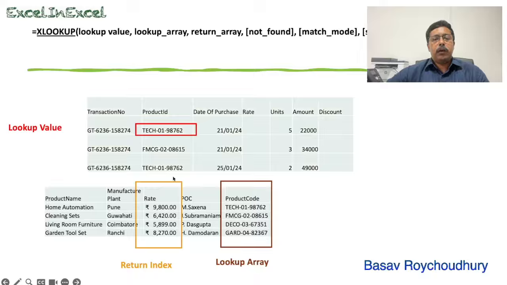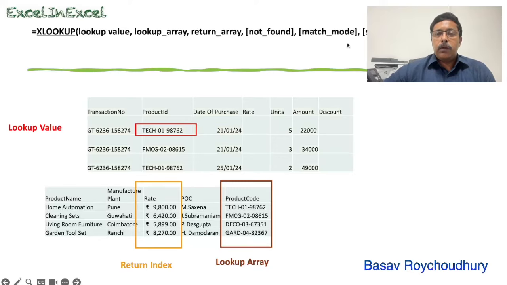We have the lookup value, the lookup array, the return array, and not found. Now what is this not found? It is optional though. We realized some time back that if in the lookup table the lookup value is not found, we got a not available or #NA error. In this case, if the value is not found, it will still give a #NA value. But if you don't want the #NA value to come, but you want to give your own message, then you can write it against the not found here.